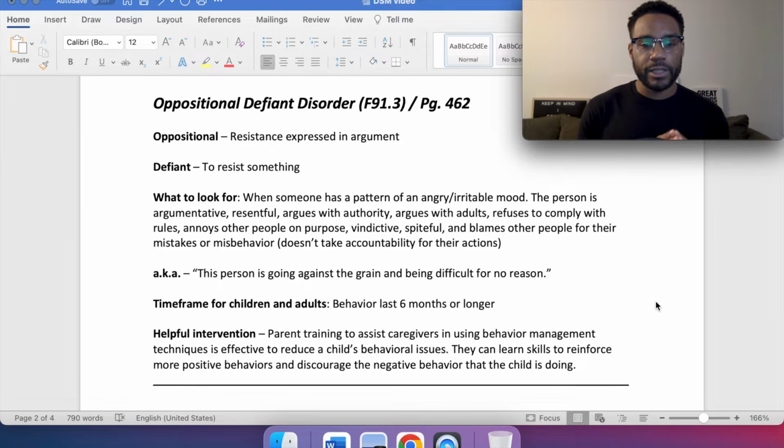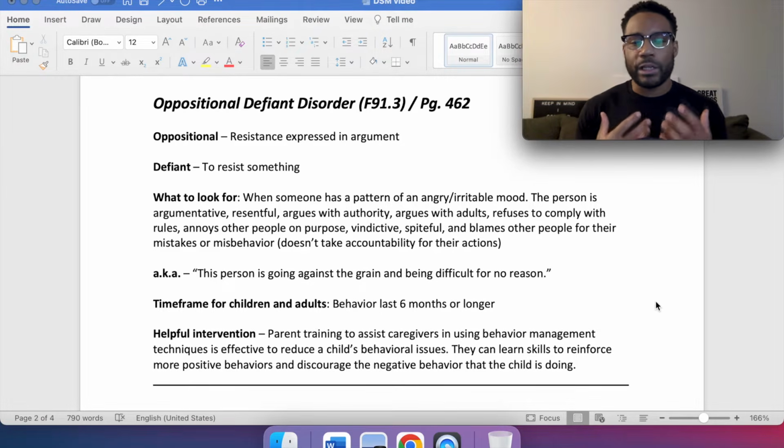In a helpful intervention, parent training to assist caregivers in using behavior management techniques is effective to reduce a child's behavioral issues. They can learn skills to reinforce more positive behaviors and discourage the negative behavior that the child is doing. So, again, just to throw it out there, if it's going on with the child, just a helpful intervention. But when we're taking the exam and we get a question that wants us to identify oppositional defiant disorder, we're looking for someone that's combative, resistant, especially with authority figures. They're really going against the grain, being quote unquote difficult with them, right?